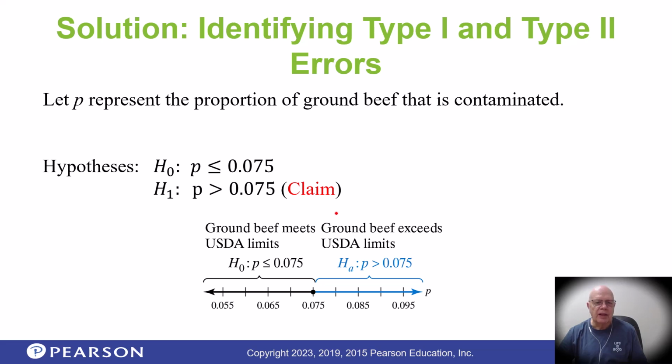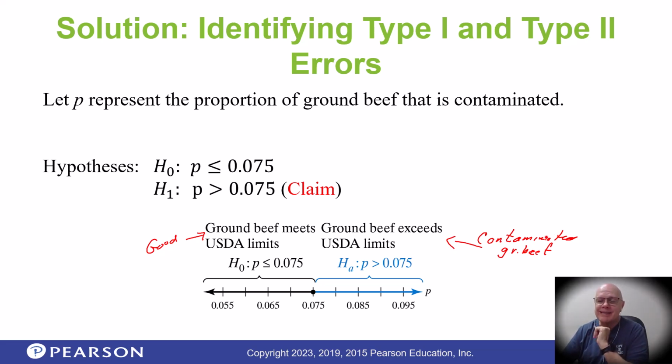Here's a picture. This is good ground beef here, and this is contaminated ground beef. Now, if you think about this, all ground beef will have some contamination. You can't have it perfect. But at what point do you say, we shouldn't be eating this ground beef? And that's where the 7.5% came in from the USDA. So here's a picture. Your null hypothesis was it's equal to that amount or it's less. So it's good ground beef. The alternate is it's not good ground beef. It has too much salmonella in it.